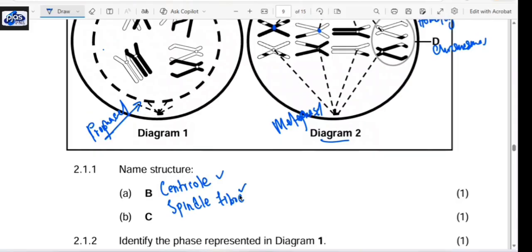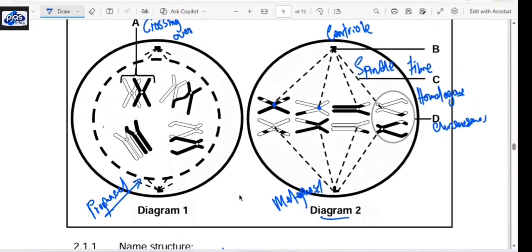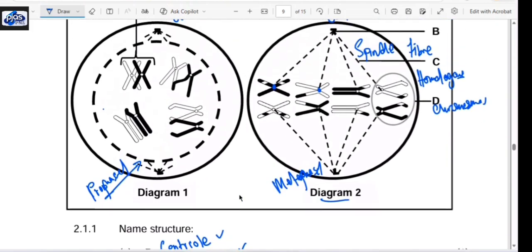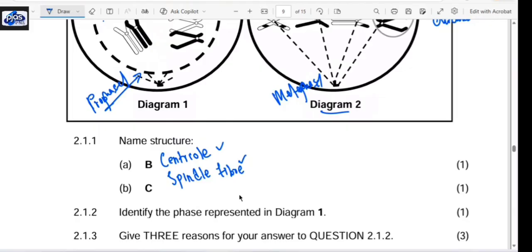Please. Now, B, okay, B it is the central, yes. C, it is the what? The spindle fiber. Okay, now they say identify the phase represented in diagram 1. Let's say you don't know the phase. You will see Saturn. So the phase represented in diagram 1, good people, it will be what? Prophase 1.